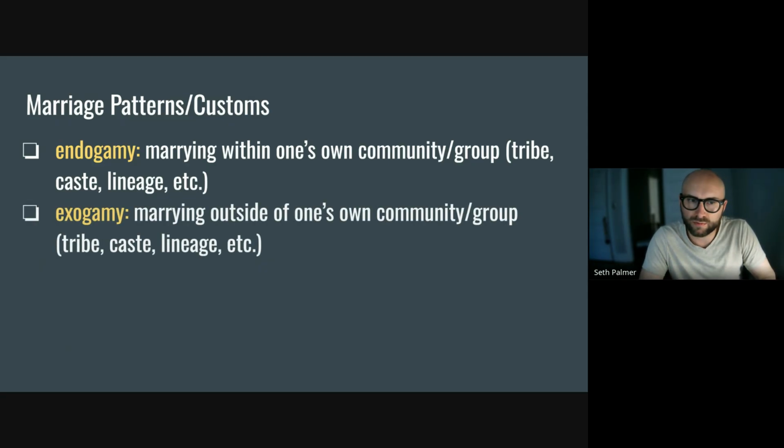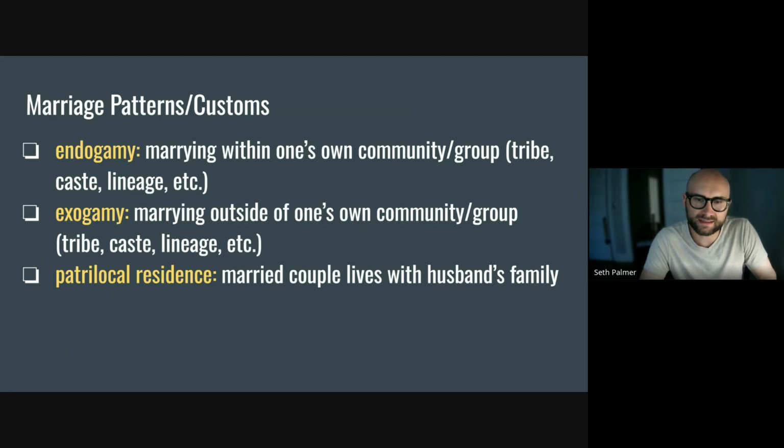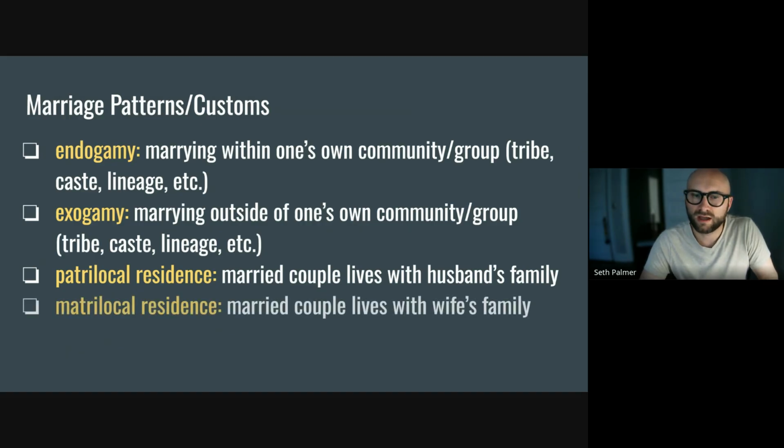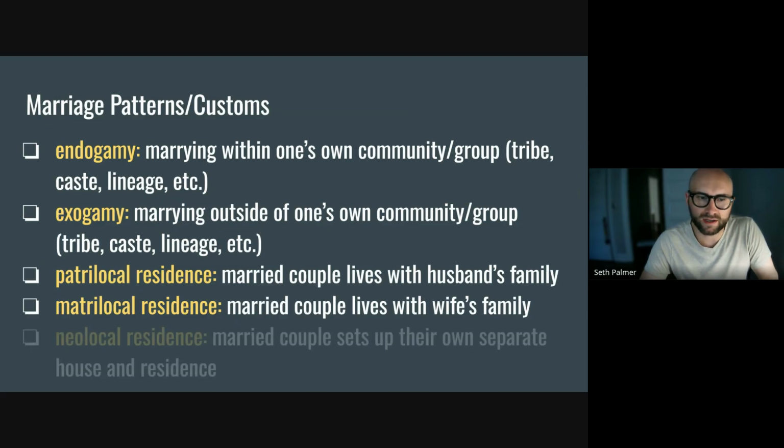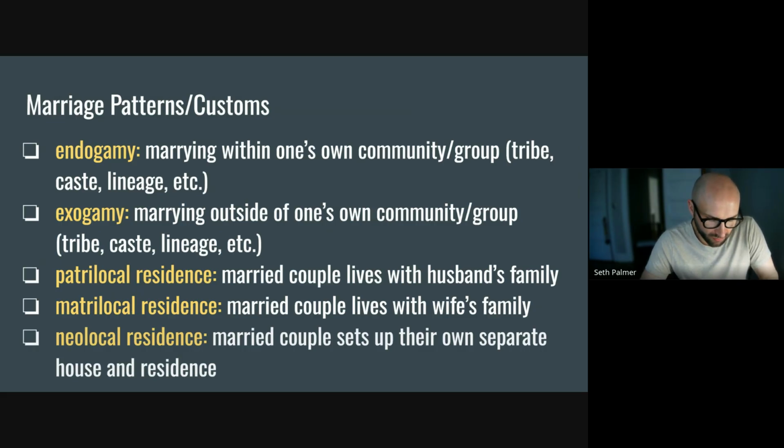Now, in our society, we tend to be exogamous. The idea here is that you want to marry someone completely outside, completely unrelated to you in terms of your own community or group, right? And then we have three different models for residency. We have patrilocal residence. This is when a married couple, after they get married, moves in with the husband's family. Next, we have matrilocal residence. This is when a married couple moves in with the wife's family. And lastly, neolocal residence. This is the norm, of course, here in North America. This is where the married couple goes off and sets up their own house and residence.